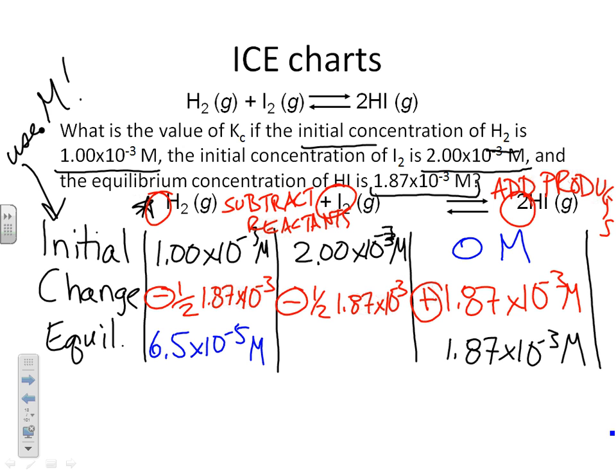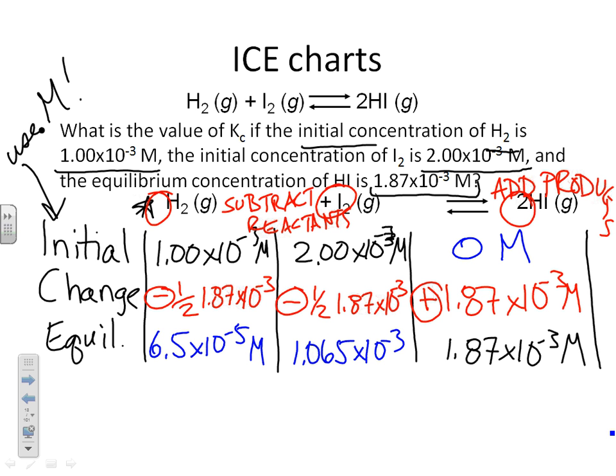You're just doing the math. 1 times 10 to the minus third minus half of 1.87 times 10 to the minus third. And then similarly for the I2, you're going to do the exact same thing. You're going to take its initial concentration, 2 times 10 to the minus third, and subtract half of 1.87 times 10 to the minus third. When you do that math, and you should, to make sure you get the same number as I do, you get 1.065 times 10 to the minus third.